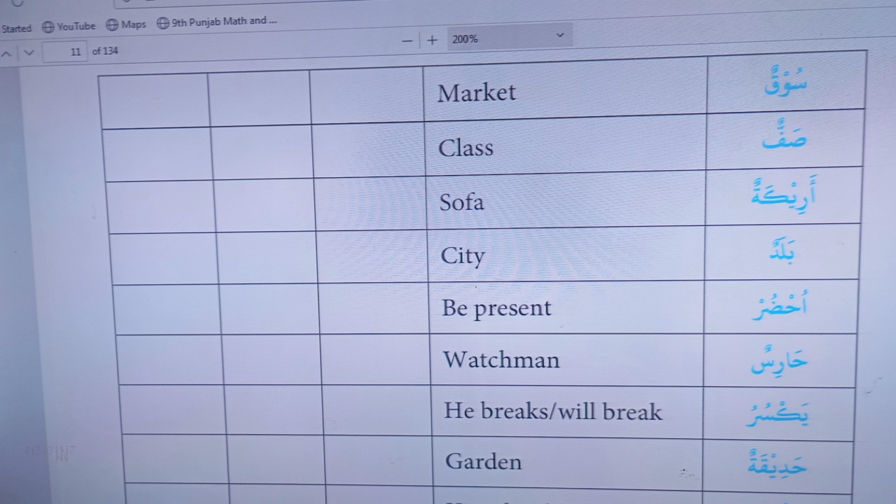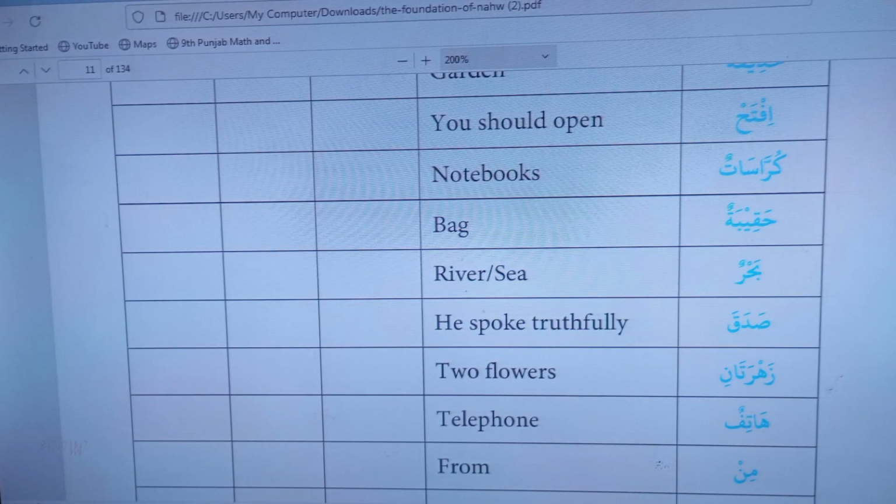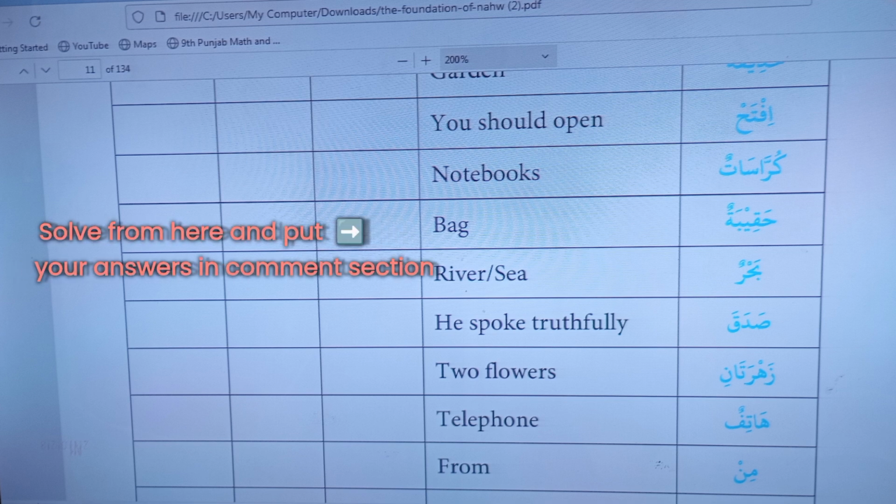To wrap up our lecture, let's run through some core vocabulary from our reading slides. Try to define whether these are an ism, fi'l, or harf as we go through them. Souk, market. Souk, an ism. Safwan, class, an ism. Arikatun, sofa, ism. Baladun, city, also an ism.